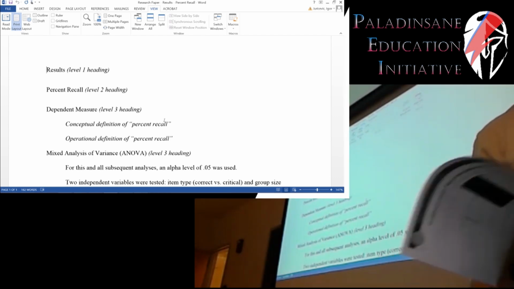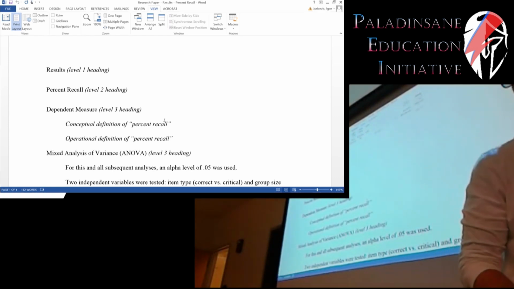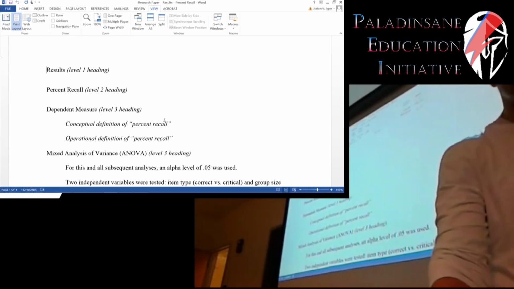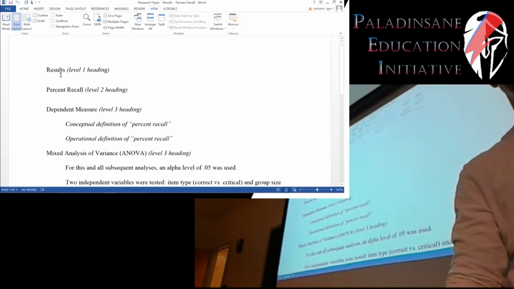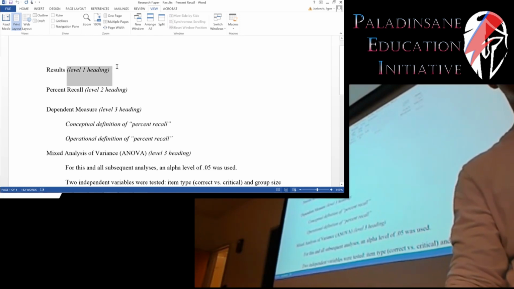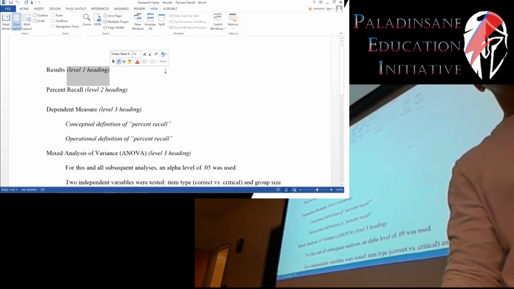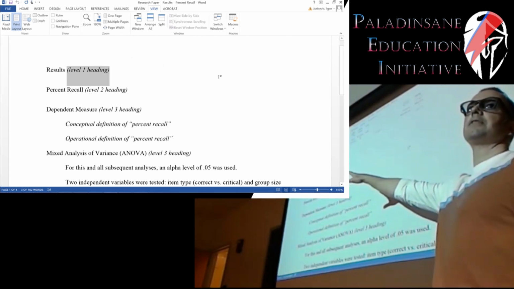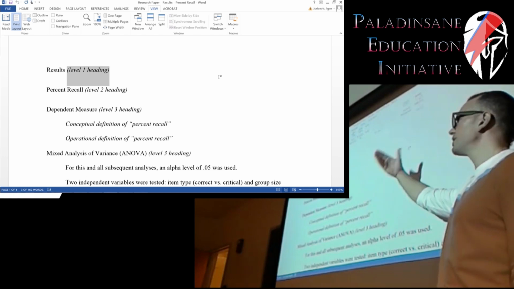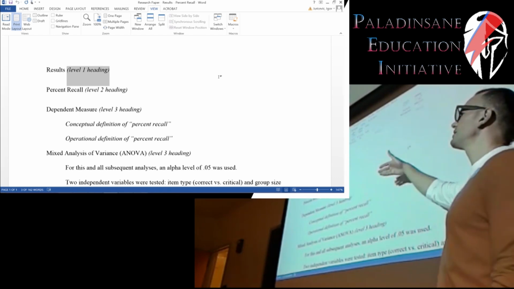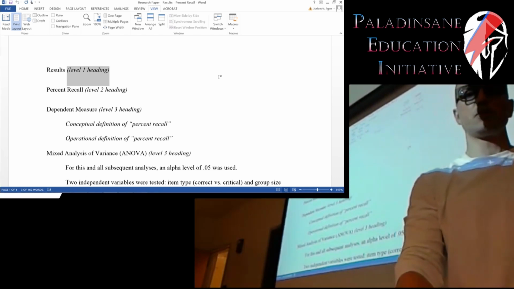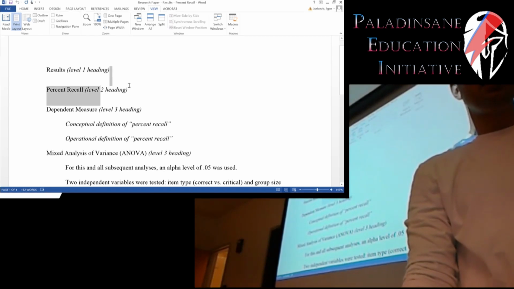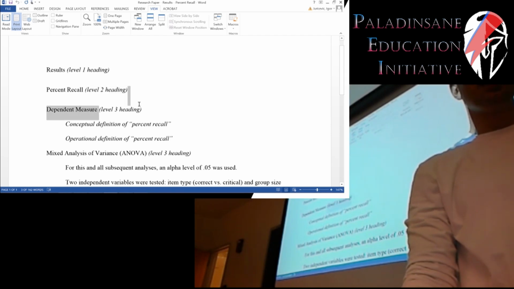All right, a few more things that I'll mention. Number one, this is the template that we're going to be using. Basically, anything right now that is in italics, we need to change. So results is a level 1 heading. We'll fix that if we have time when we get to the APA format portion. If not, then you'll need to address that when you're finalizing this draft. Percent recall is what we're writing up right now. That's a level 2 heading. Dependent measure is a level 3 heading.